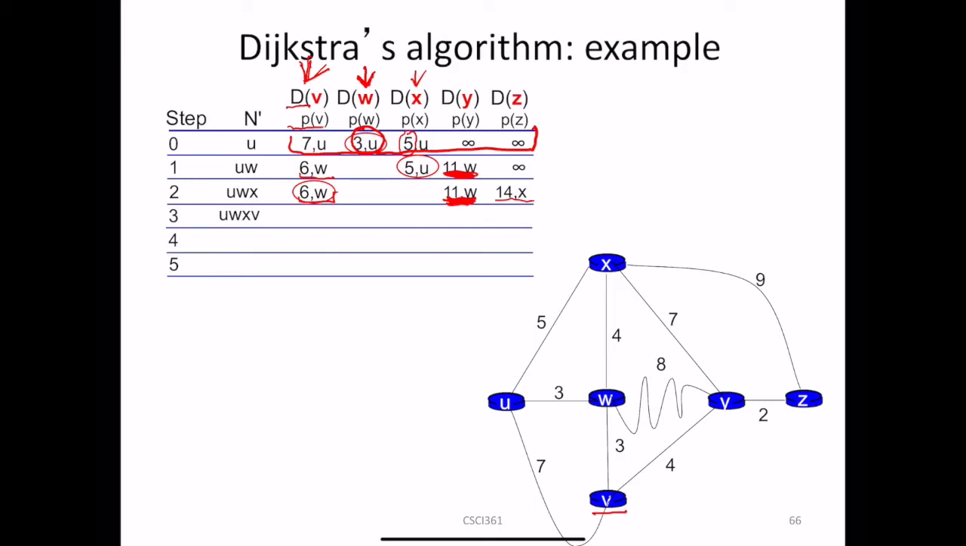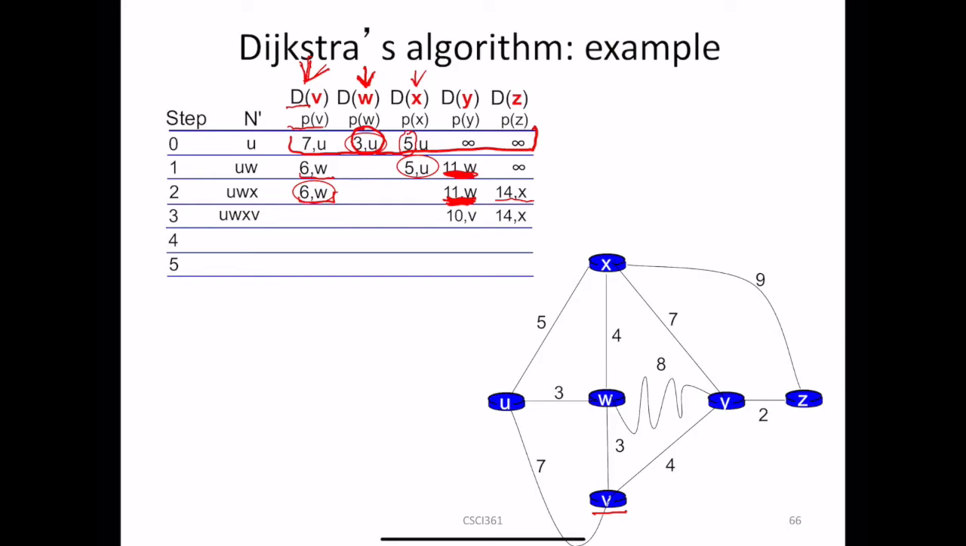Then we keep searching using the same strategy. Since inside the N prime set we have U, W, X, and V, we only need to check Y and Z with V. From V to Y, the path from U through V to Y will be U, W, V, and Y. The total cost will be 3 plus 3 plus 4 equal to 10. We compare with the old cost, which is 11. So the current cost is smaller, and we will replace it with 10V.